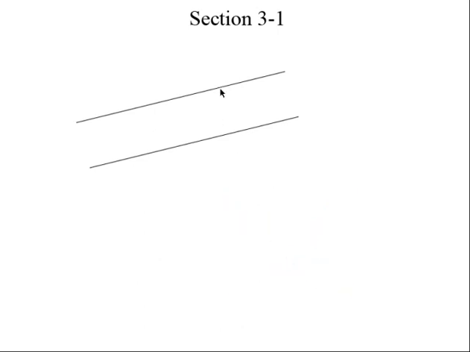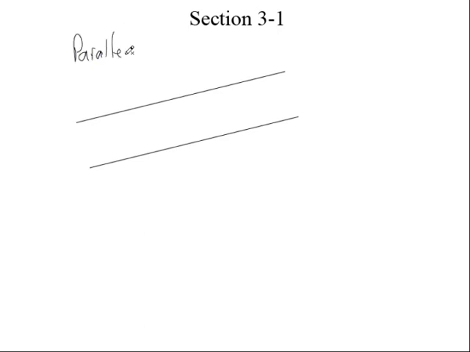But these, if I took this line and I kept on going forever this way, and I took this line and I went forever both ways, would they ever touch each other? No, they wouldn't. So we call those parallel lines. They have to be in the same plane. They're both sitting on this flat surface, and they'll never touch each other. We call those parallel lines.